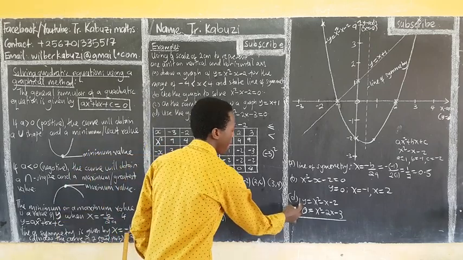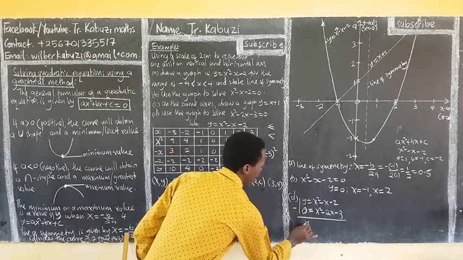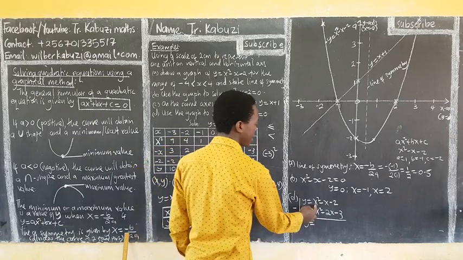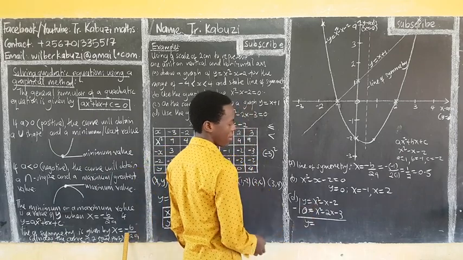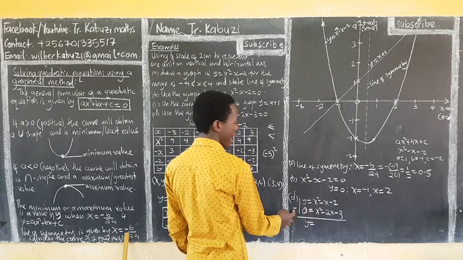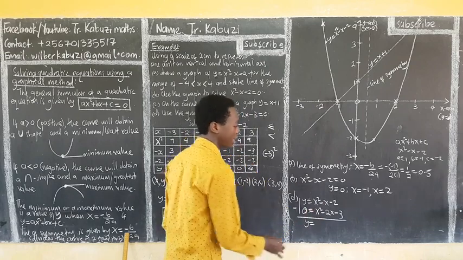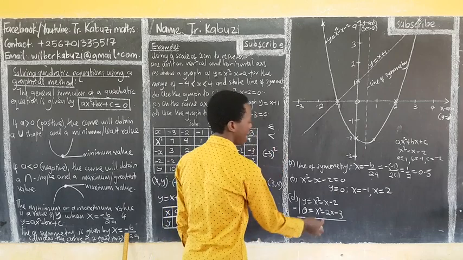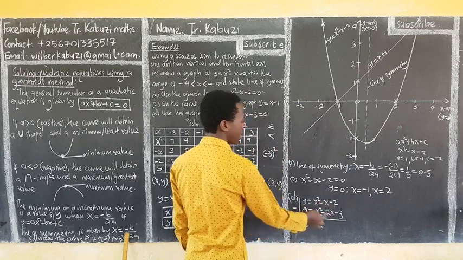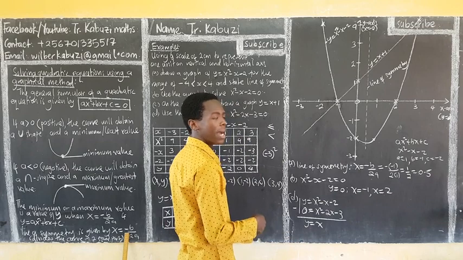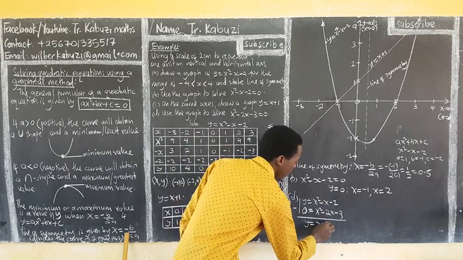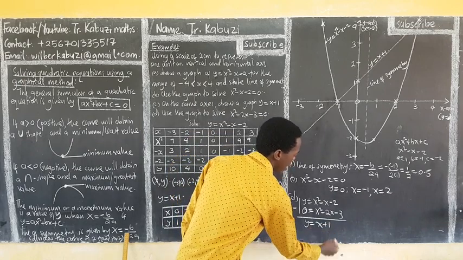So y minus 0, we get y equal to x squared minus x squared, which is 0, then negative x minus negative 2x. So here we get 2x. So negative x plus 2x, we get x. Then negative 2 minus negative 3, we have negative 2 plus 3, which will be a positive 1. So this is the line we have got.